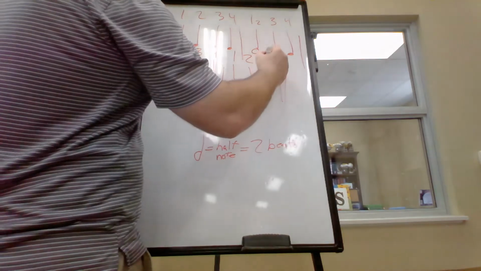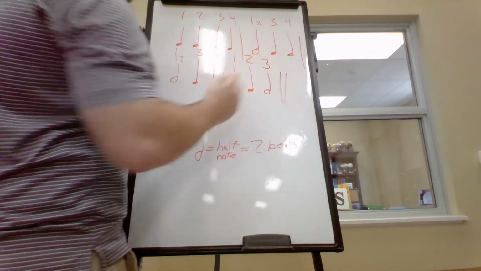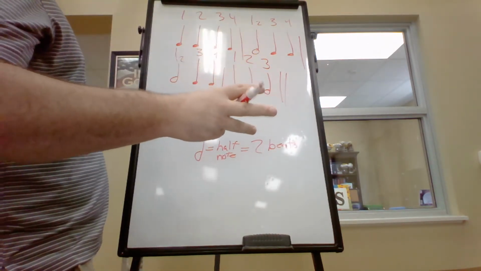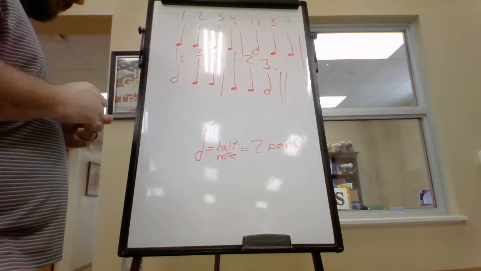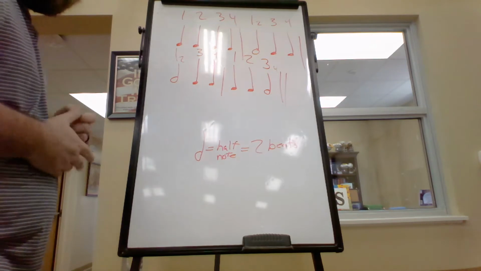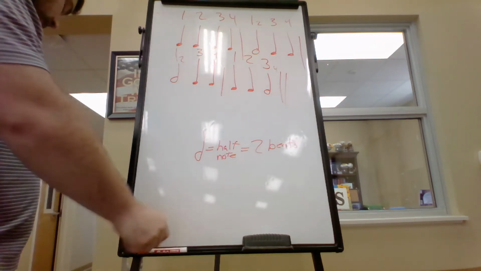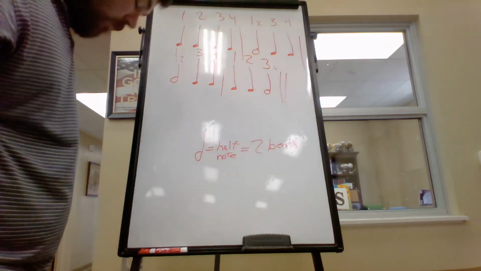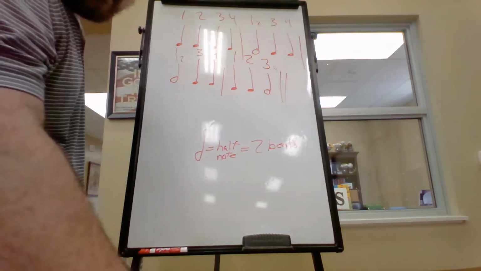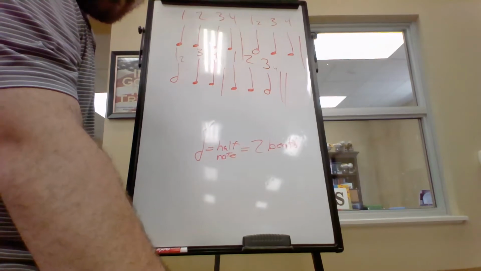We end with a half note, so obviously it's got to start on beat 3. And then you're going to have a silent little 4. Easy peasy. Good. All right, now what I want you to do is number 3 and 4. Do number 3 and 4 real quick, and then we'll probably wrap up class.